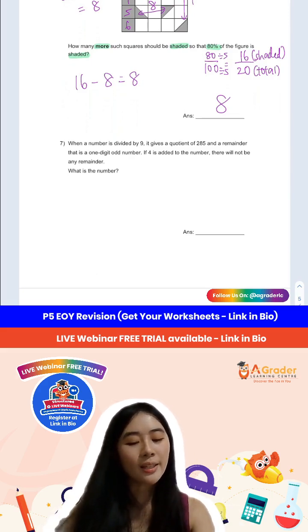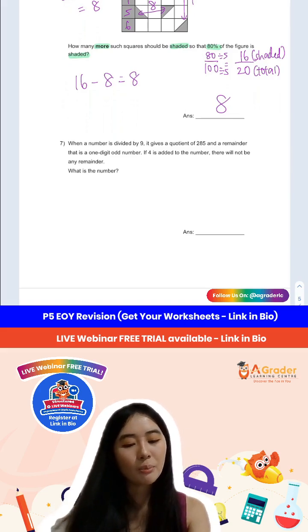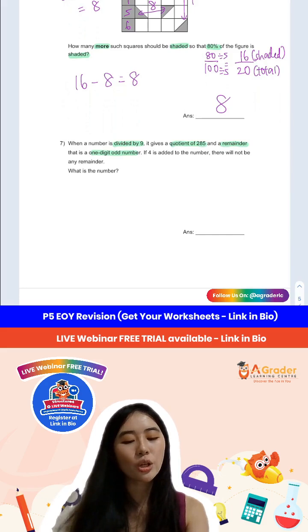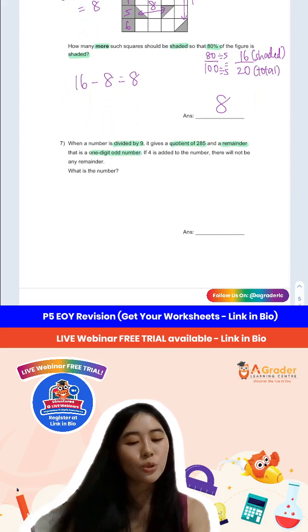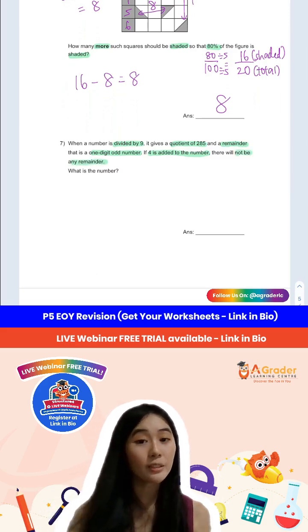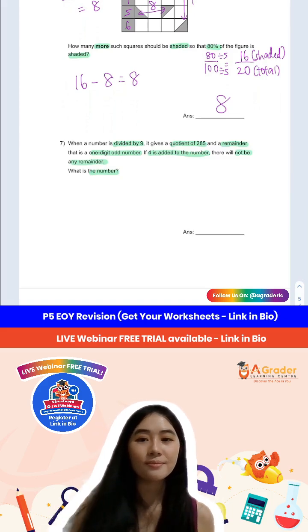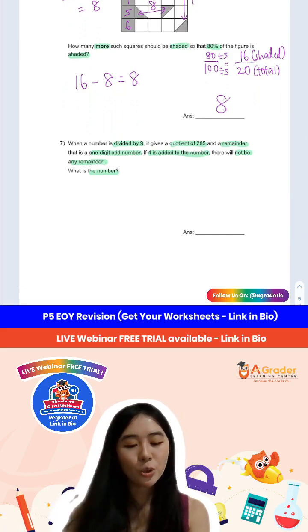So they are saying that there is a number. This number, when it is divided by 9, the quotient is 285. The remainder is a one-digit odd number. If you add 4 to this number, there will not be any remainder. So you need to find the number. Okay, so let me show you the hint.